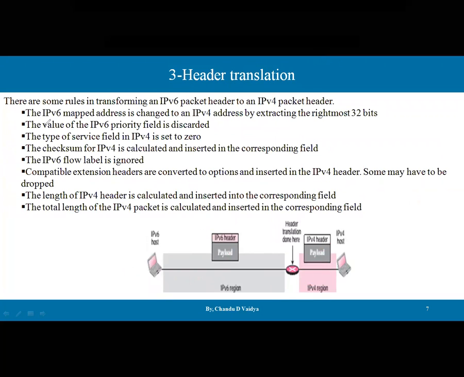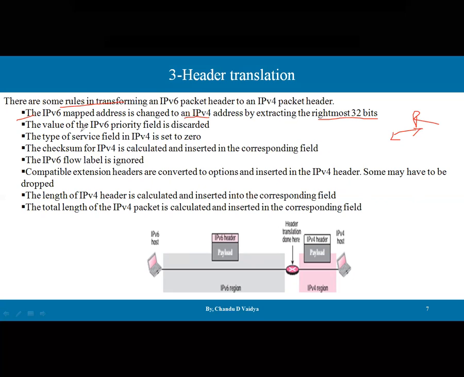These rules are very important. The very first rule: the IP version 6 mapped address is changed to IP version 4. So the 6 address will be changed to the 4 address by extracting the rightmost 32 bits. This right side 32 bits is extracted, because in IP version 6 the numbers on the left side are not that important. The right side numbers are very important. That will be equivalent to IP version 4.